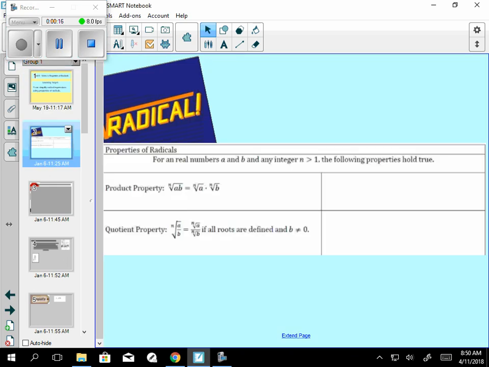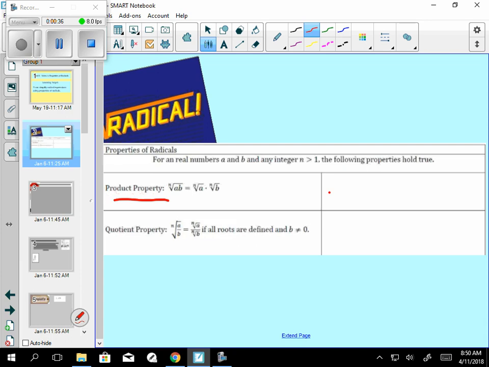So for any real numbers A and B, this first product property holds, saying that if you have some kind of root, and the number under the root can be split into two numbers that are multiplied by each other, you can split them into two separate roots of the same thing.